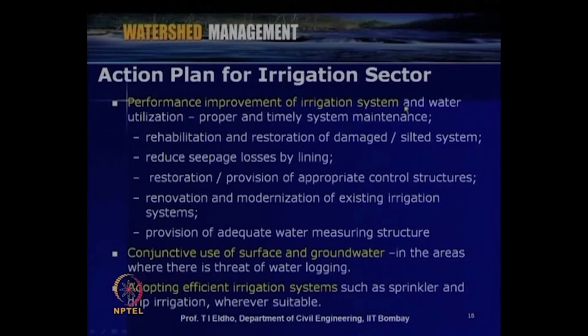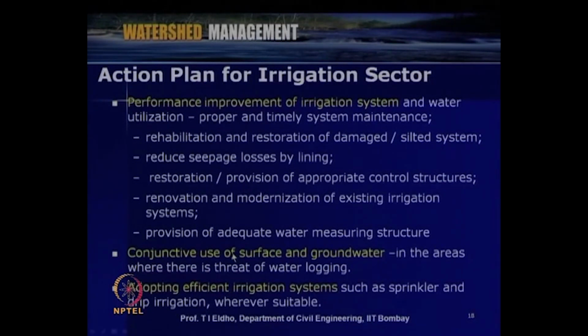So, performance improvement of irrigation systems and water utilization, like proper and timely system maintenance, then rehabilitation and restoration of damaged or silted systems, like small channels or canals, then reduce seepage losses by lining the channels or canals, then restoration or provision of appropriate control structures, then renovation and modernization of existing irrigation systems, then provision of adequate water measuring structures. As I mentioned, if we have some water measuring structures, the farmers will know how much water they are using, so that the water usage can be reduced.